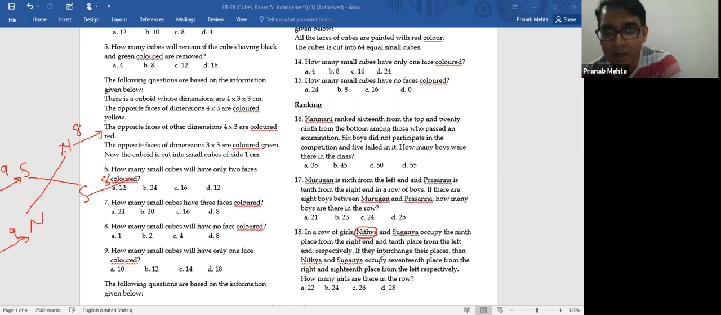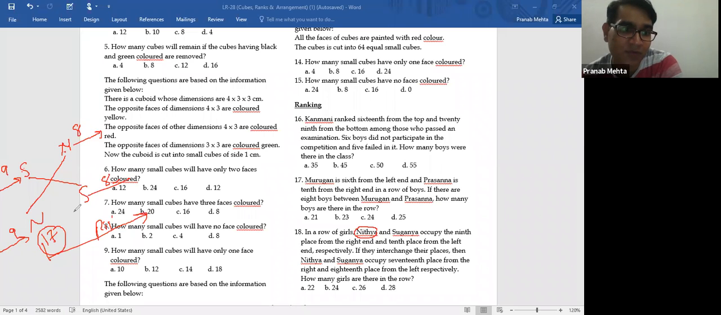Now what they have said is that if they interchange the places, then Nitya and Suganya occupy 17 places from the right. So Nitya is occupying 17 places from the right. So this is right side. So from right side, Nitya position is 17. So total, how many people are there? 17 plus 9, 26. If I don't do this, I can use Suganya also.